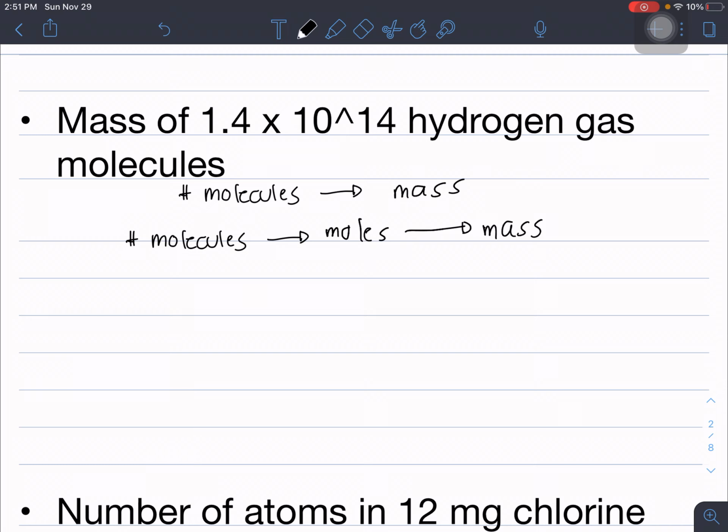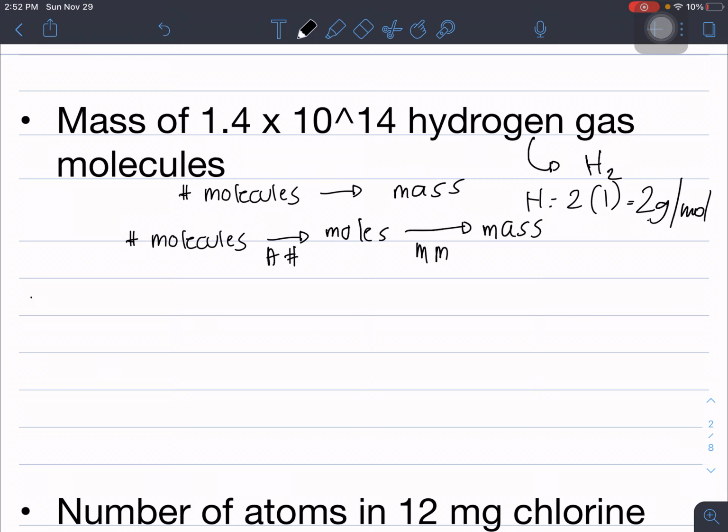Okay, so from molecules to moles, you will be needing the Avogadro's number. And from moles to mass, you will be needing the molar mass, okay? The molar mass of hydrogen gas, which is H2: there are 2 atoms of hydrogen in this molecule, multiplied by the mass number, which is 1. So this is equal to 2 grams per mole.